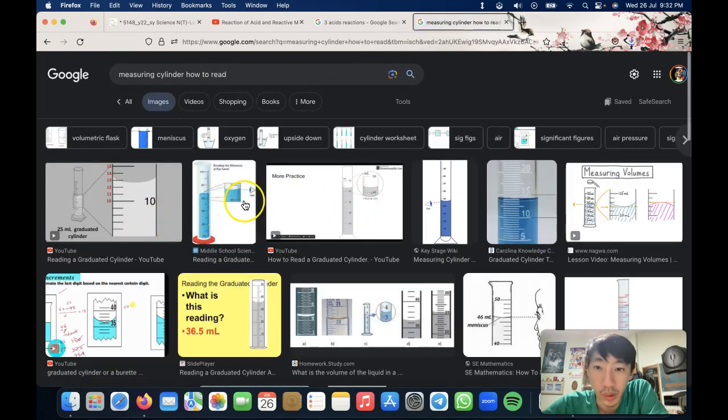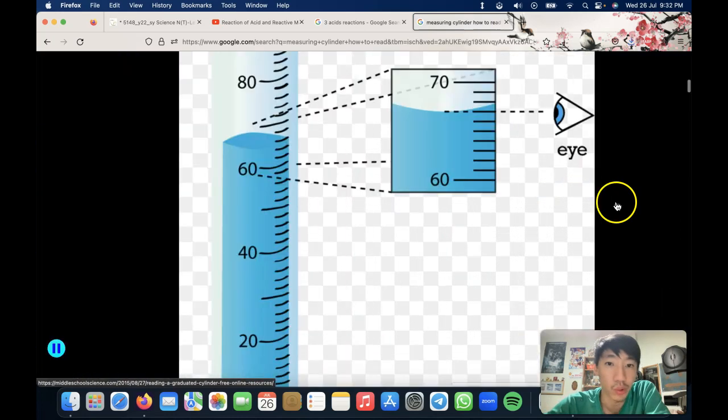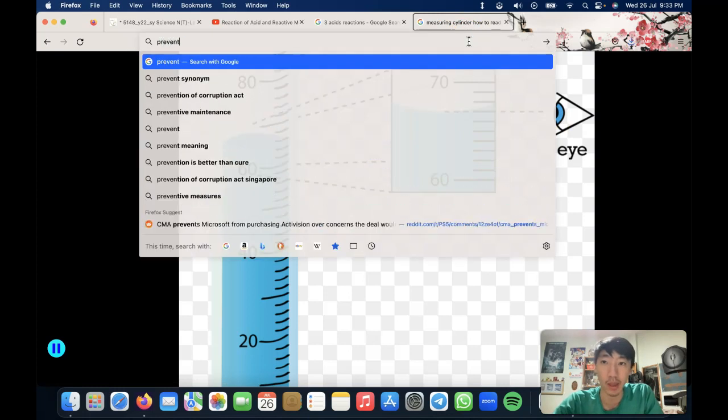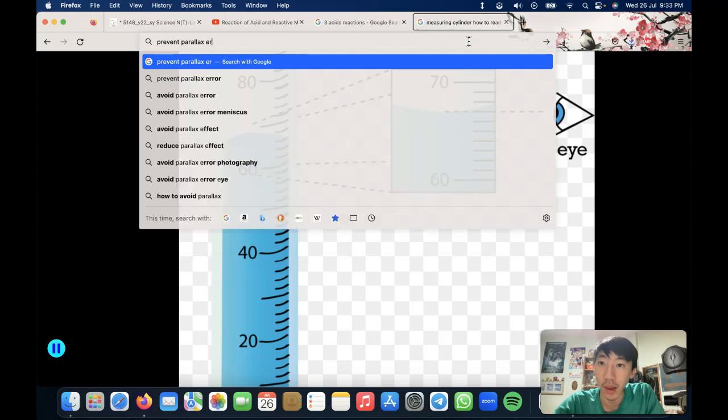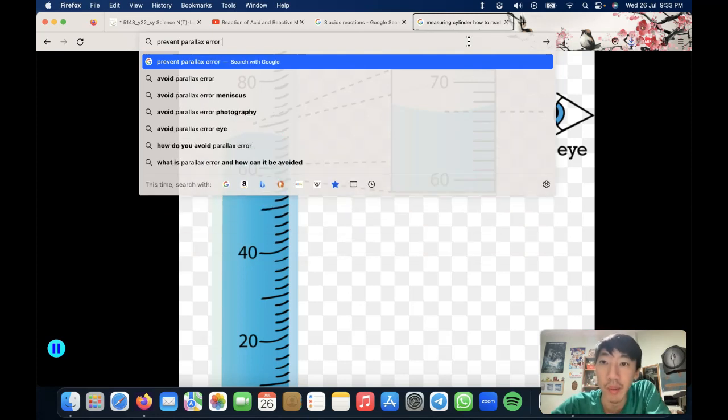Okay, so let's take a look at this example over here. You notice that when you have a measuring cylinder, the water doesn't always form a straight line. Sometimes the water actually curves, and this is what you call a meniscus. So when we are looking at the measuring cylinder, we need to look at it at eye level, so that you will prevent any parallax error. So I write over here, prevent parallax error.